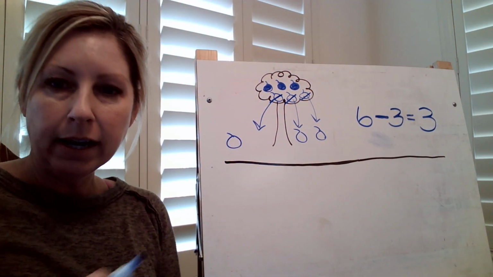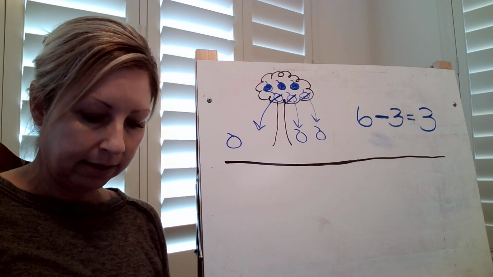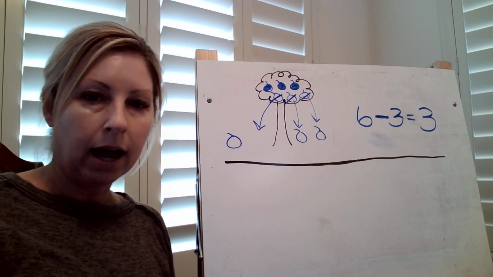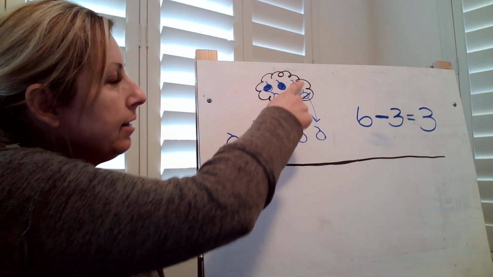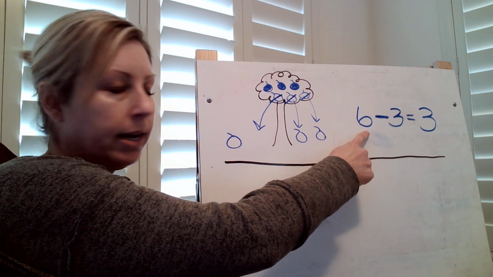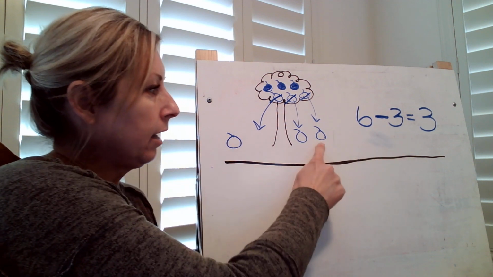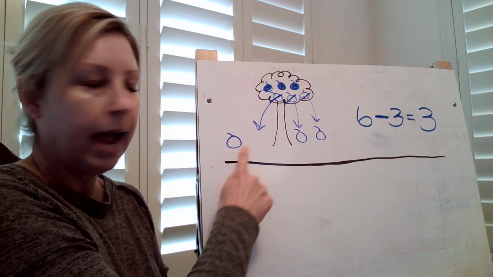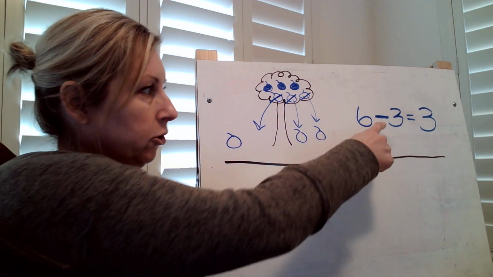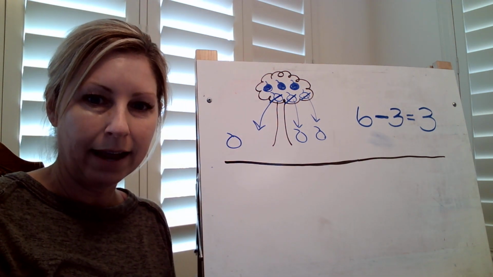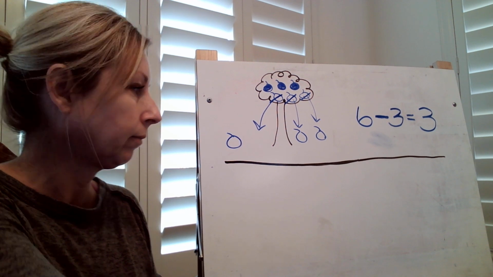Okay, so when I'm writing or talking about my number sentence and I'm doing a subtraction one, I'm taking things away or things are falling down. So I had 6 apples in my tree, 3 fell down, and then I had my 3 left over. So that would be my subtraction number story, okay?